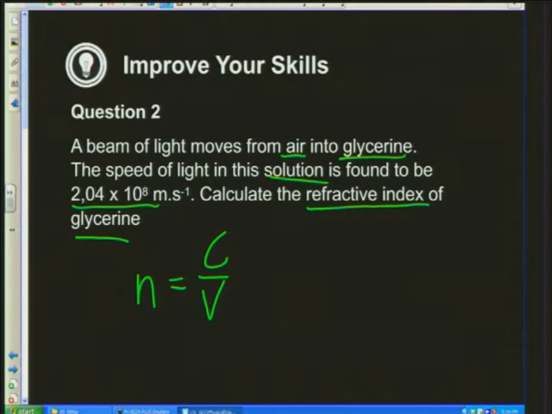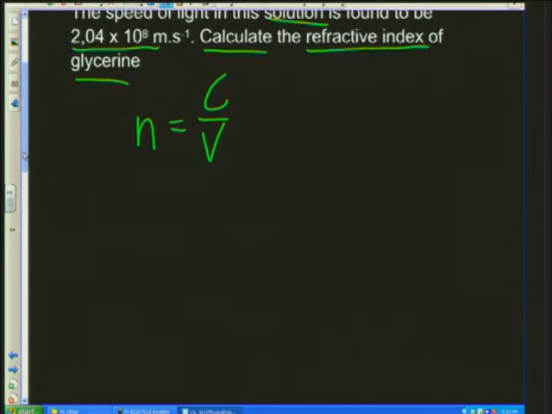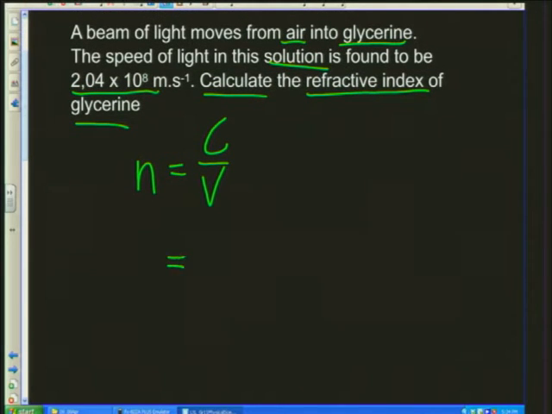Now, what are we given? We are asked to find the refractive index. So it really means that we've just got to do some substitution. First thing is, what is the value of c? Well, we can look it up, or we can remember it's 3 times 10 to the 8. And we can write down the speed of light in glycerine is 2,04 times 10 to the 8 meters per second. Now, you'll notice that the big number, 3 times 10 to the 8, is always the numerator, because it's always going to be bigger than 1.